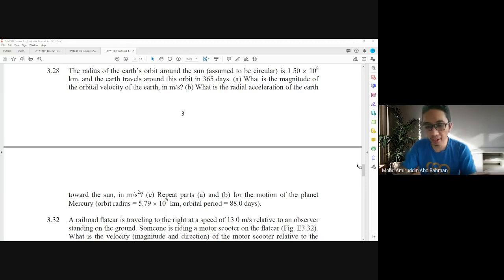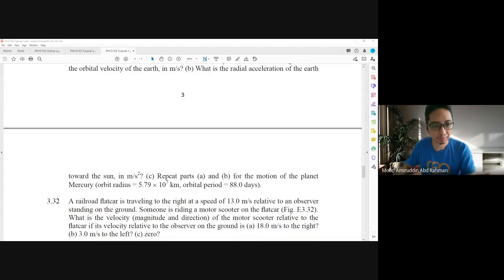And the a rad equals 3.96 times 10 to minus 2. Sorry, I repeat again, it is 3.96 times 10 to minus 2 meter per second squared. Okay, so that's for the a rad.